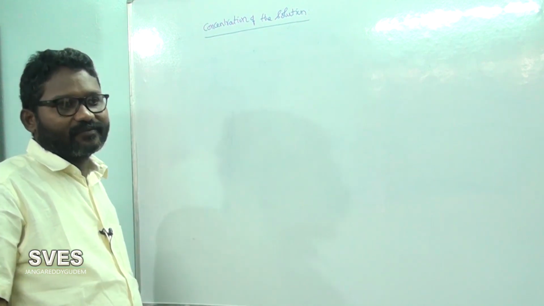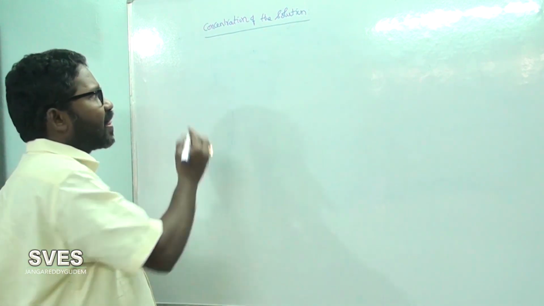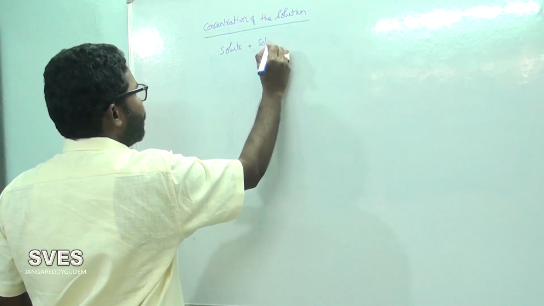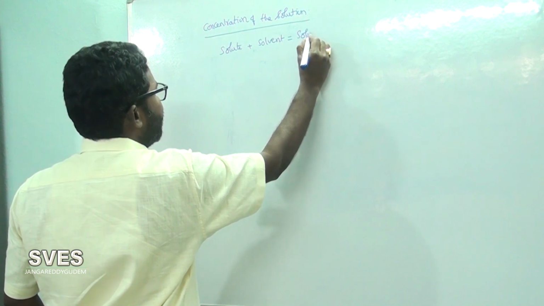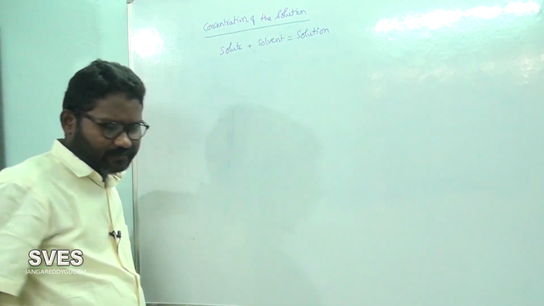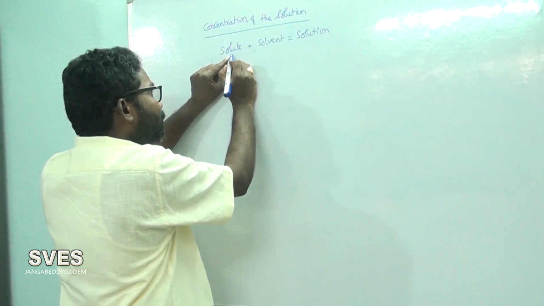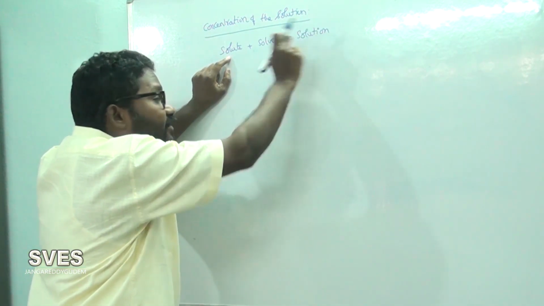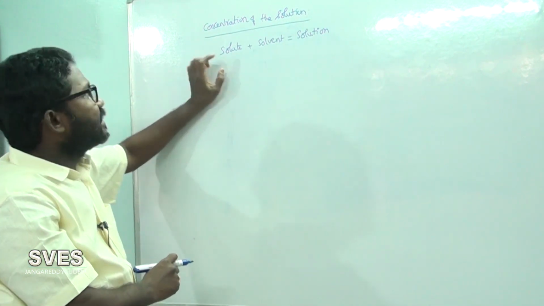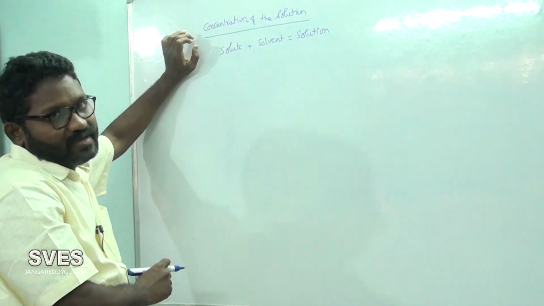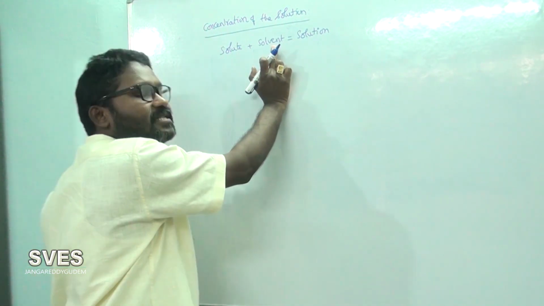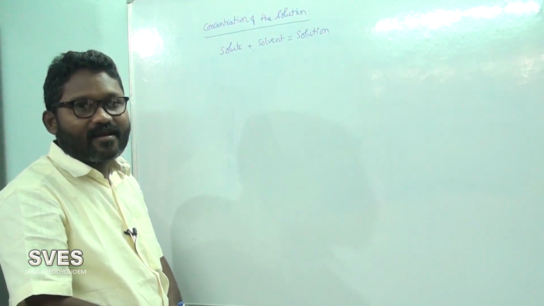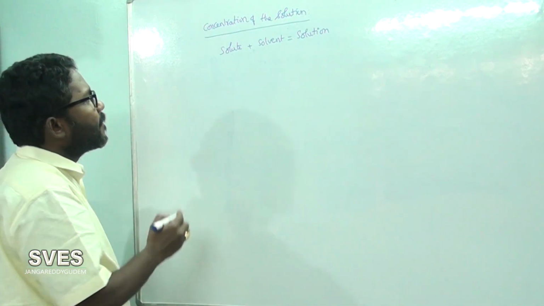What is the concentration of the solution? If you mix a solute to the solvent in order to prepare a solution, how much quantity of solute is dissolved in how much quantity of solvent to make the solution? That is said to be concentration. The amount of solute present in a given amount of the solvent is called concentration of the solution.